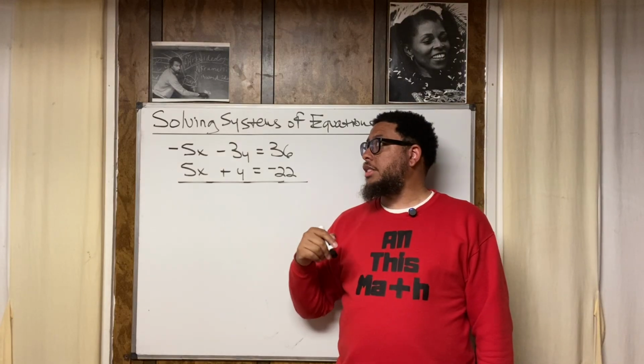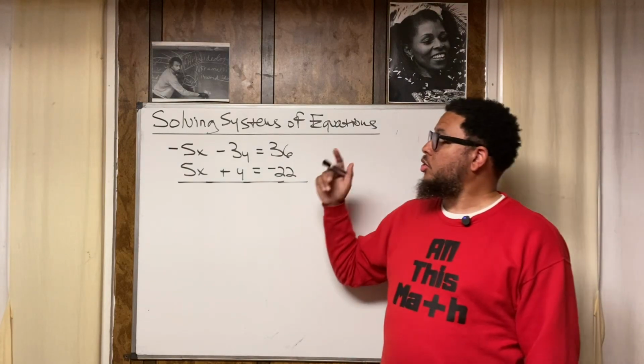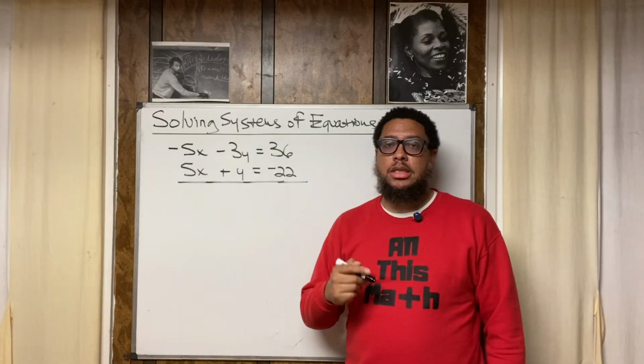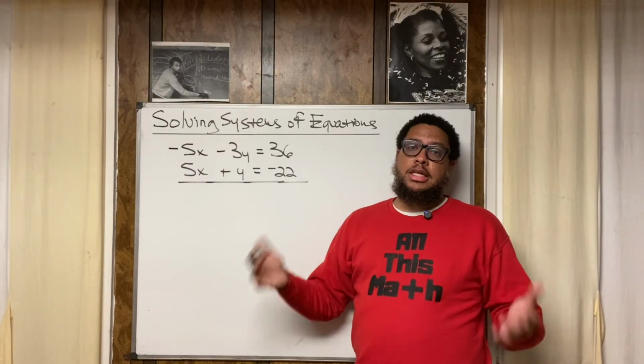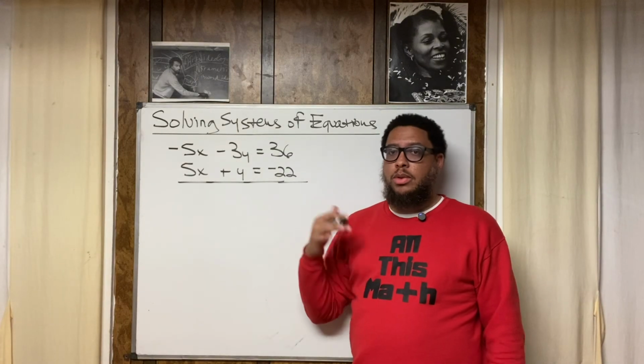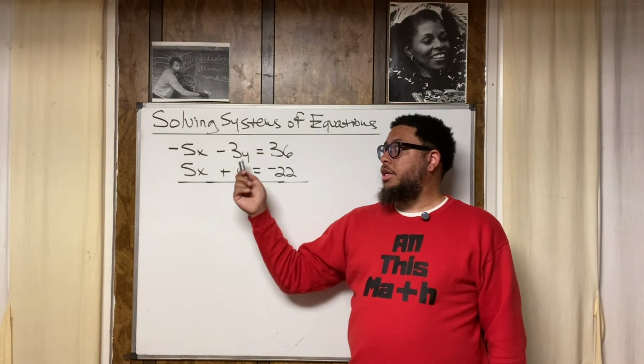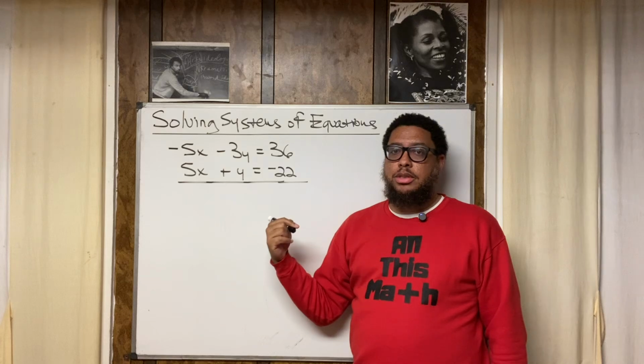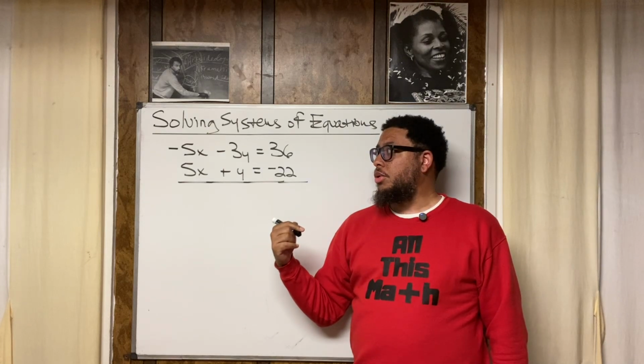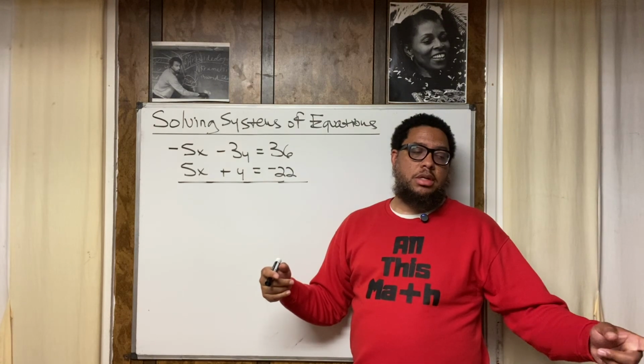All right, so for today's lesson, we're going to be solving systems of equations, but we're going to use what's called the elimination method, right? Because we're going to eliminate one of the variables. Some textbooks call this the addition method because you also end up adding the top equation to the bottom equation.